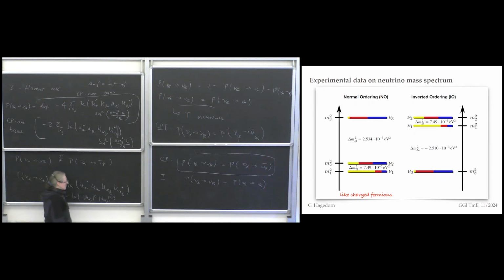Is 0. It's always 0. So it's telling you, don't look at transition probabilities alpha alpha. Look at alpha beta, okay? You have to have different flavors. Otherwise, I'm sorry, you are not going to observe CP violation.